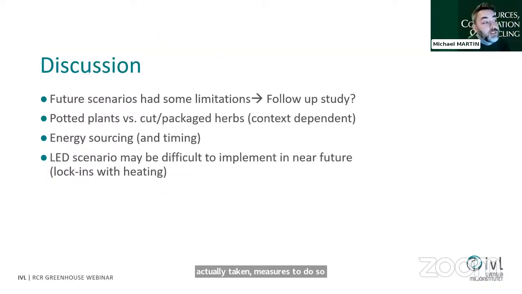So with those, my thought is, is it time for a follow-up study? Since we've seen these implications of the future scenarios, and we can show this longitudinal effect.